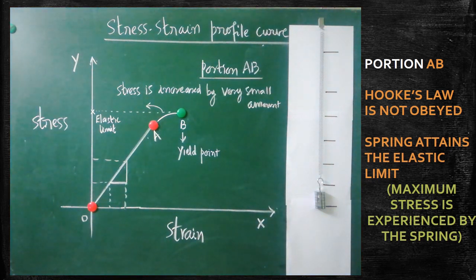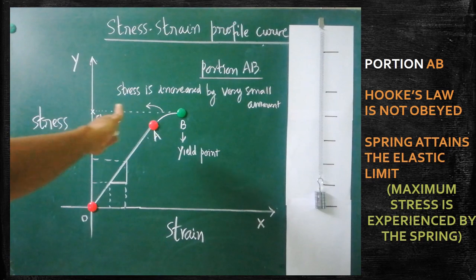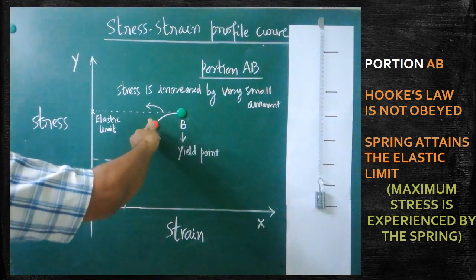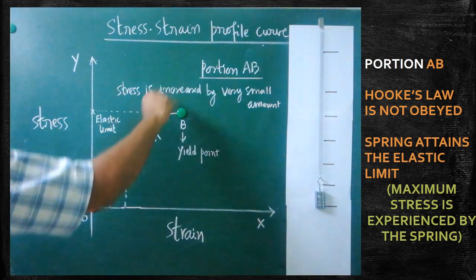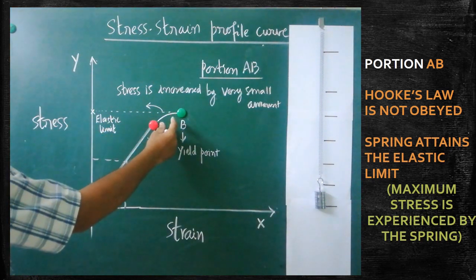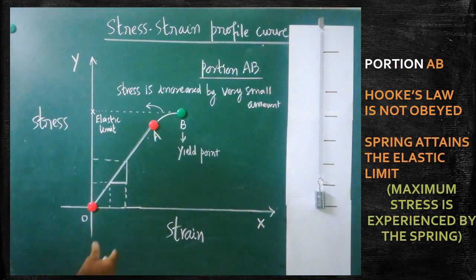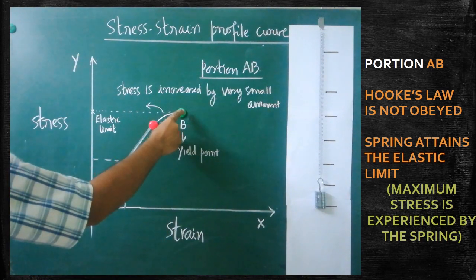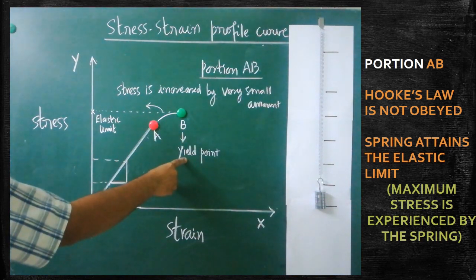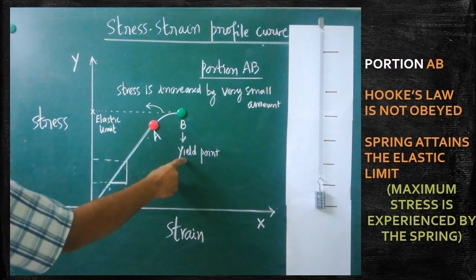Therefore, the graph slowly starts inclining. Instead of drawing a straight line graph, the graph is slowly declined. So stress is less, but the strain will be more. It reaches the point B. That point is called the yield point. The point B is called the yield point.